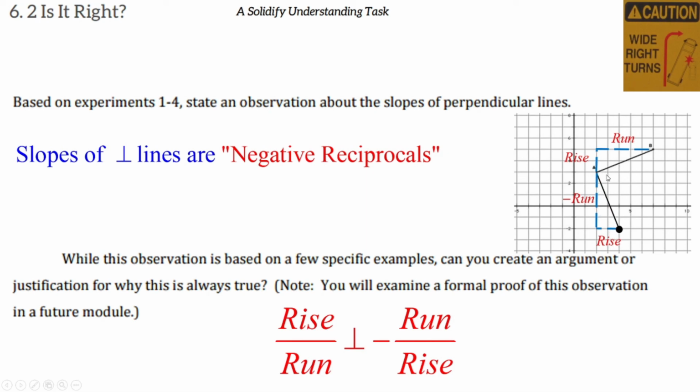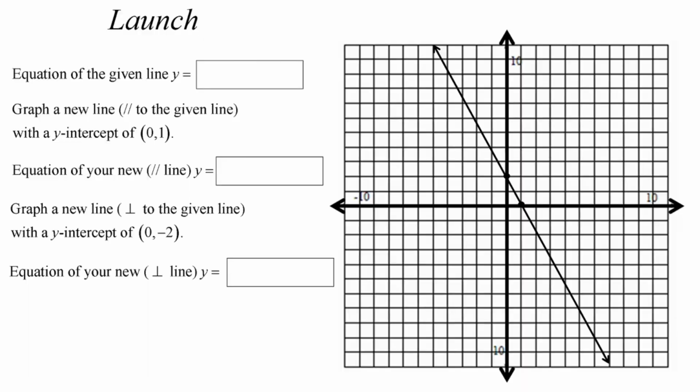Now, do these look perpendicular to you? They certainly do to me. So I think we have a great conjecture that segments with slopes that are negative reciprocals will always be perpendicular. Wow.